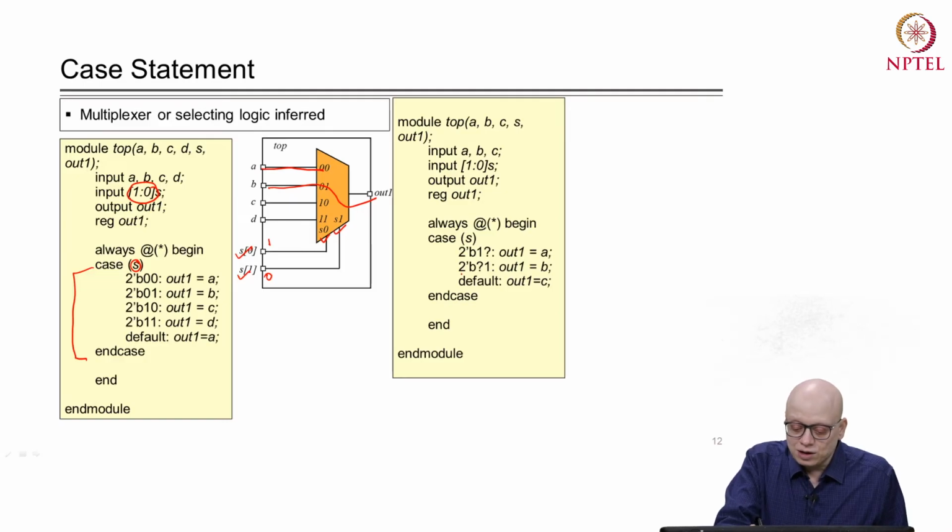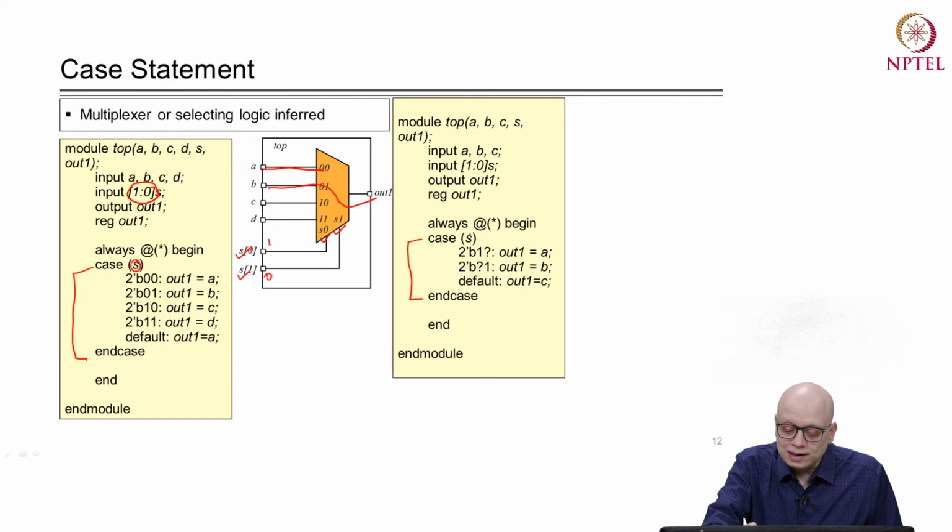Now, suppose the case statement is like this. S is again a 2-bit line. How many possibilities are there for this signal to take? It can take 00, 01, 10 and 11. What this description says is that if the first bit is a question mark, meaning it can take any value 0 or 1, out1 takes a value of A, meaning that if it is 11 or 10, in both these cases a value of A will be driven to the output. And then the second line says that if it matches either 01 or 11, out1 should be driven to B.